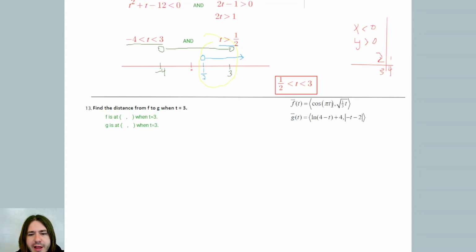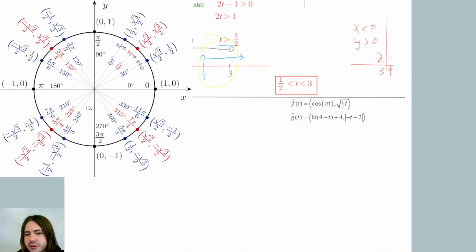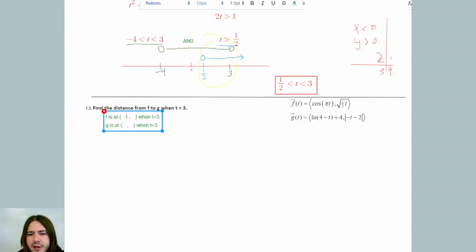To figure out where they are, we're just going to plug in t and simplify. So for f, we have cosine of 3 pi, which, if I look at my unit circle, 3 pi would be coterminal to 1 pi, and the cosine is -1. So f would be at -1, comma, and then for the y coordinate, we have the square root of 1/3 t. So 1/3 times 3 would be 1, and the square root of 1 is 1.